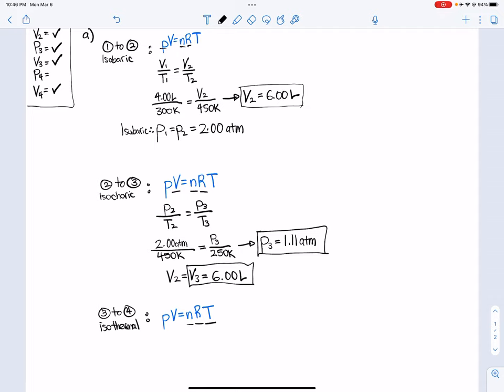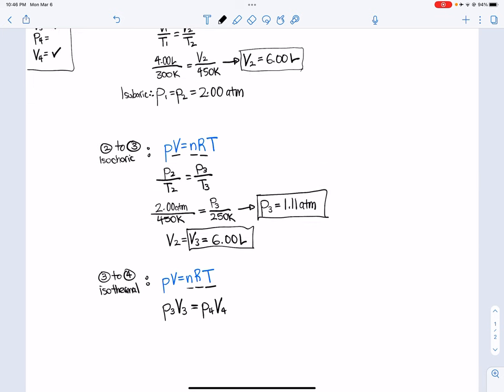So as a result, we'll say P3 V3 is equal to P4 times V4, right? Because n, R, T are constant, from state 3 to state 4, P3 V3 is equal to nRT, which is constant. P4 V4 is also equal to nRT, which is constant. Therefore, P3 V3 is equal to P4 V4.